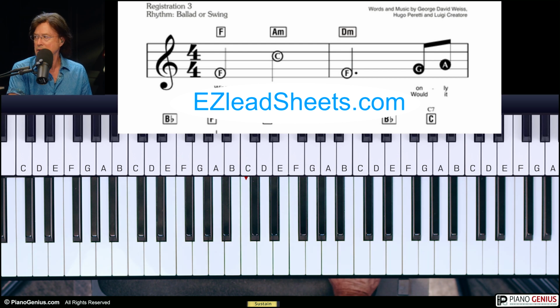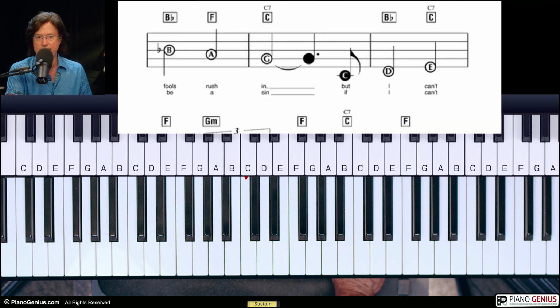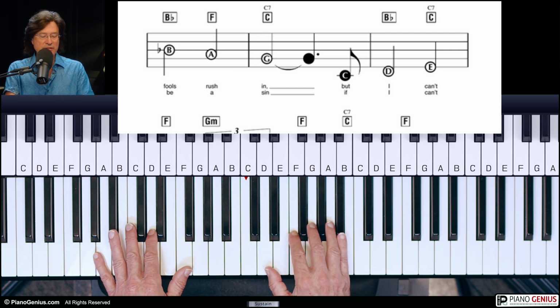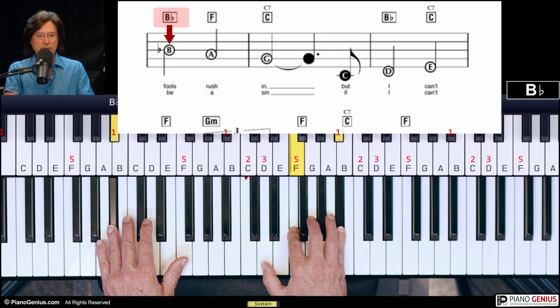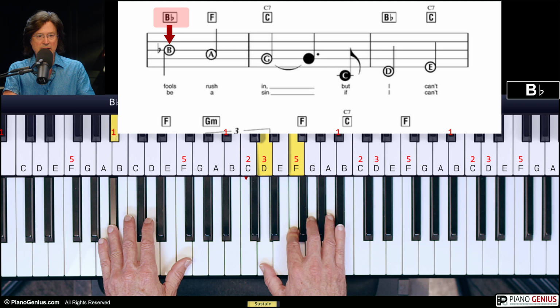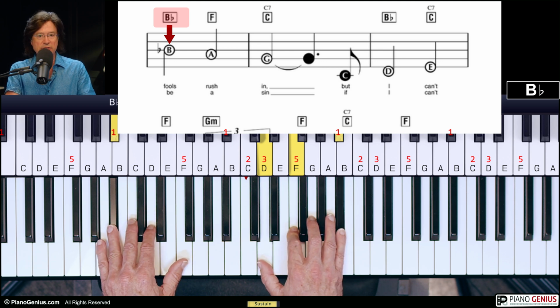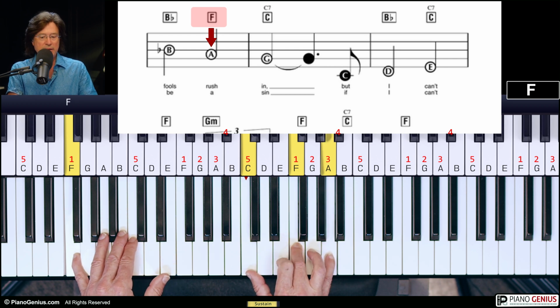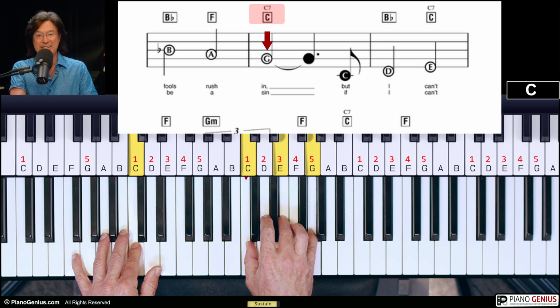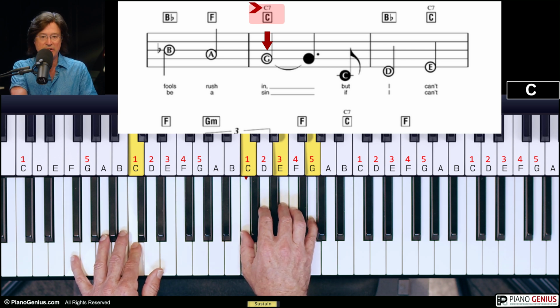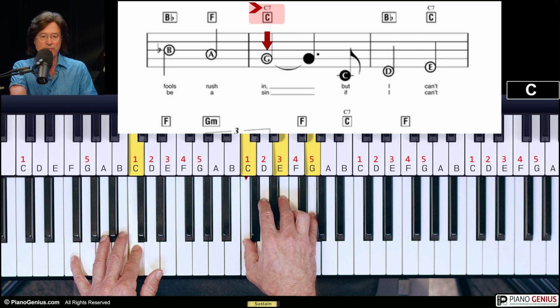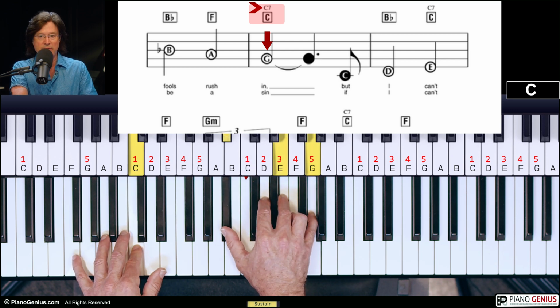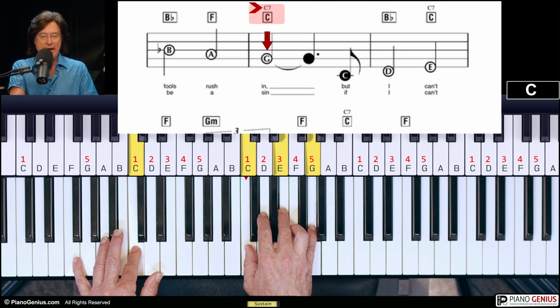And then if we scroll down, let's go to the next line. "Only fools," and B flat and B flat are the same. So it's telling you to put the B flat on top. And then for F, it shows that the melody note's the A. "Rush in, but." Oh, and it has an alternate chord. You see where it says C dominant 7? That means that you can play the dominant 7, but we're not going to bother with that. But "I," so that's B flat, but the melody is D.